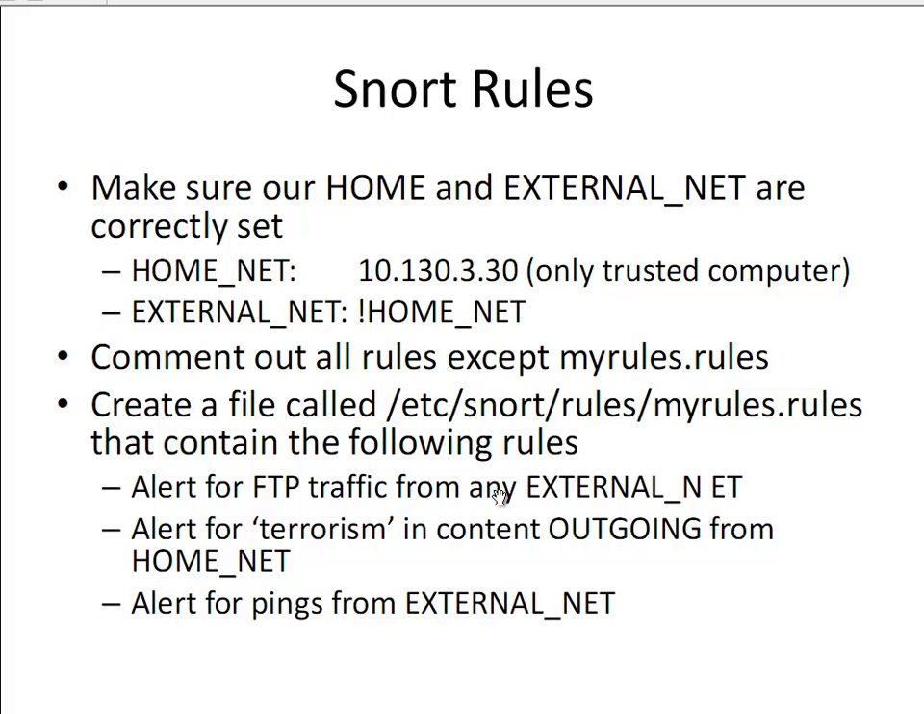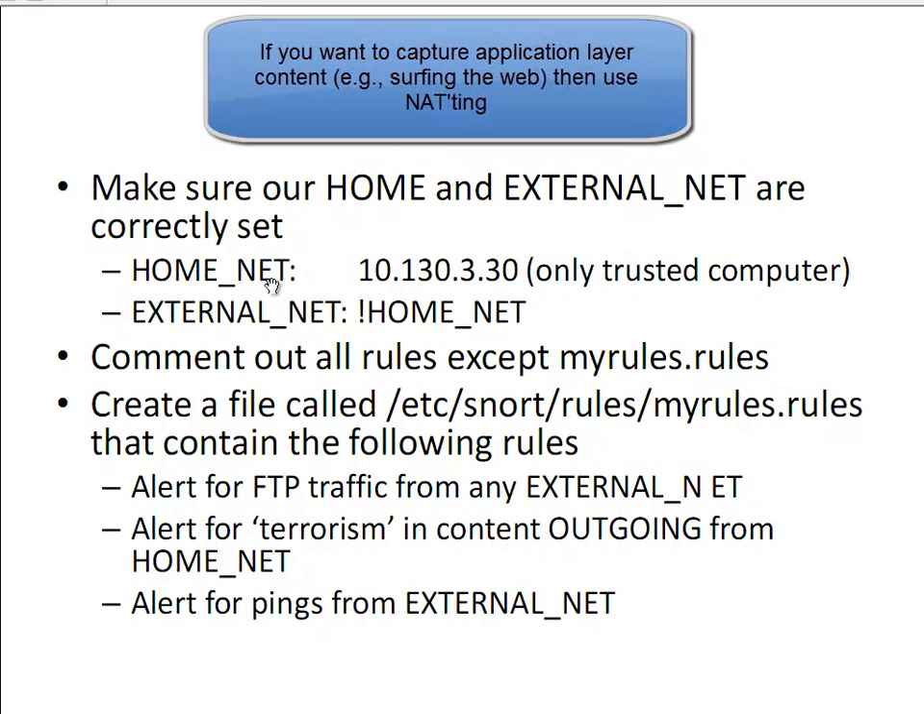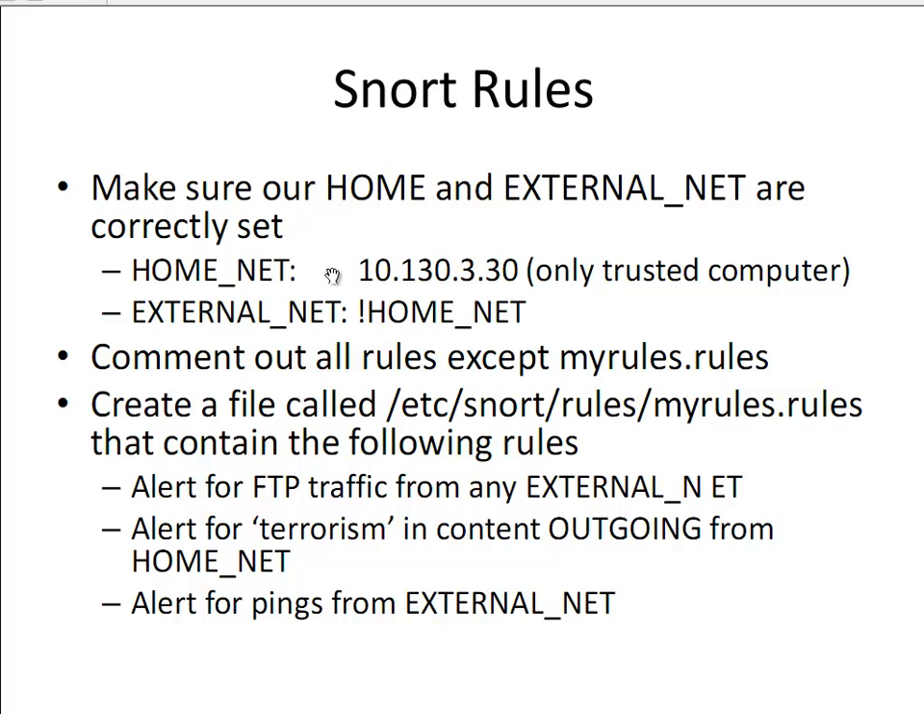So let's see how we would configure our snort.conf file and create some rules to implement our security policy. We want to make sure that our home net and external net are correctly set. In this case, my home net is natted, and I suggest that you do that: you NAT your home address and another computer running in a VM so that you can actually access the internet from your VMs.